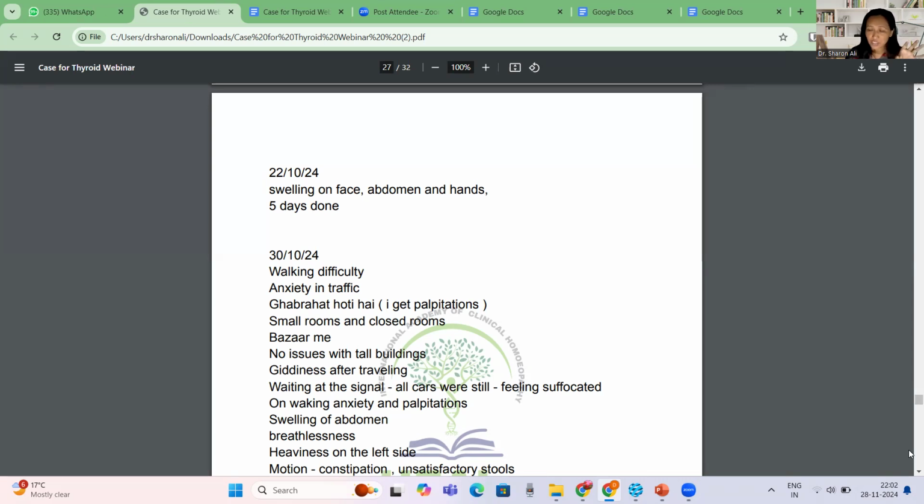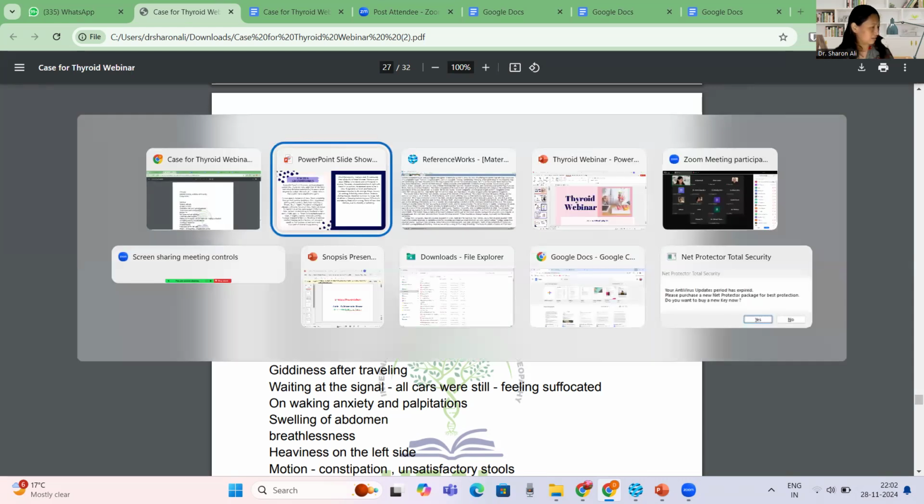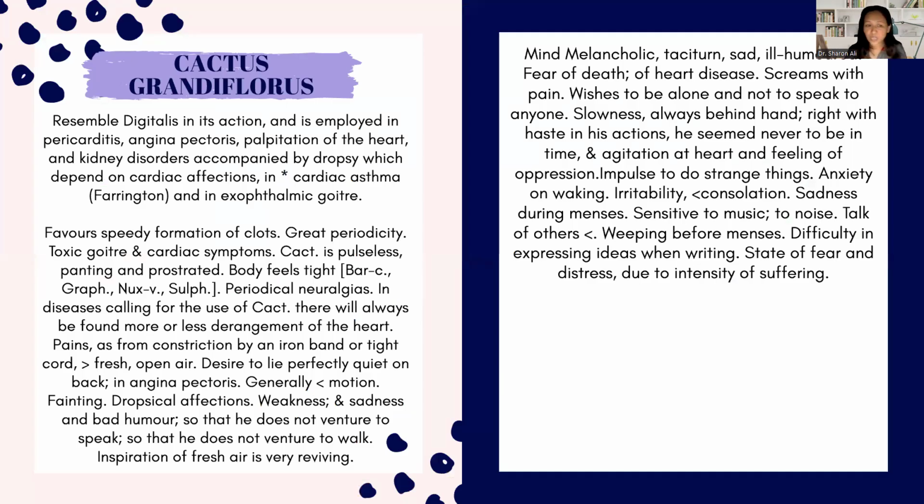She is hypertensive. She's got thyroid. And cactus has exophthalmic goiter in it. It's got dropsy. It's got palpitation. Remember the creatinine was slightly raised. Now, what I want to share with you, Dr. Chetan, is yes, carcinosin would have also worked. Carcinosin would have worked, but I'm not sure how much it would have cured. It would have worked as an anti-miasmatic.